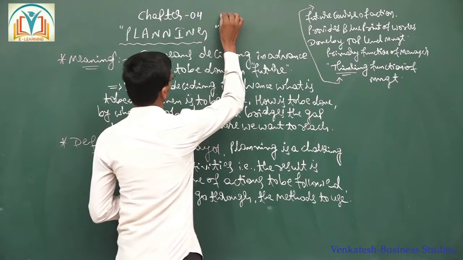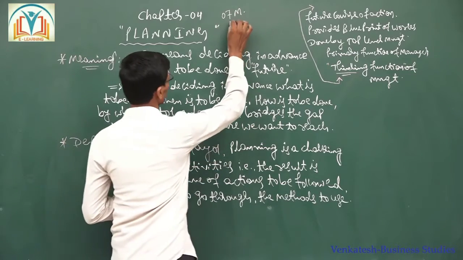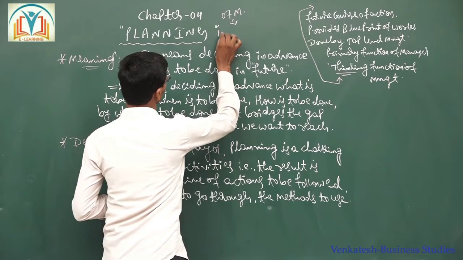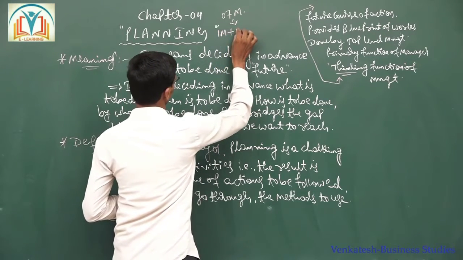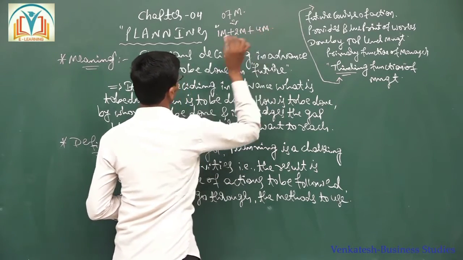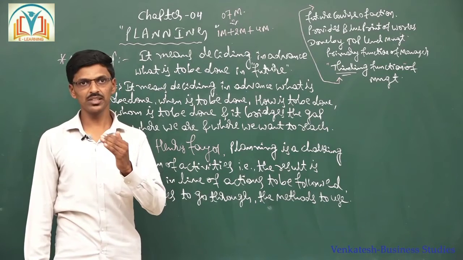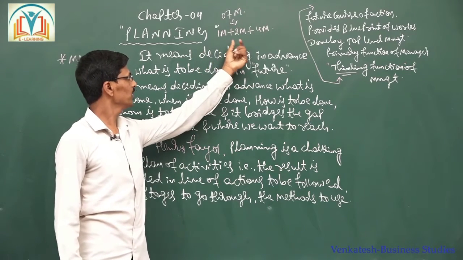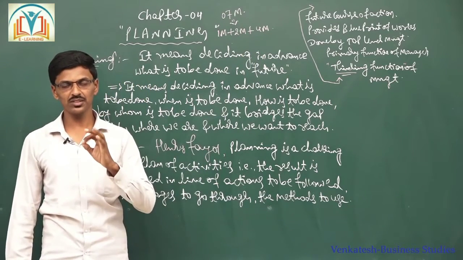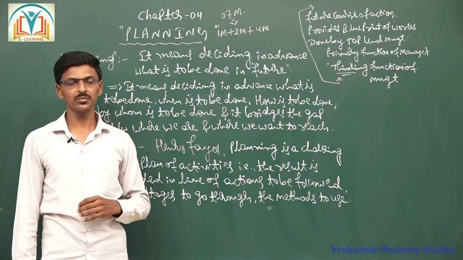So from this chapter, a total of 7 marks will be covered for your annual examination. Those 7 marks will be divided into 1 mark 1 question, plus 2 marks 1 question, plus 4 marks 1 question. This is about the marks allocation of the planning chapter.